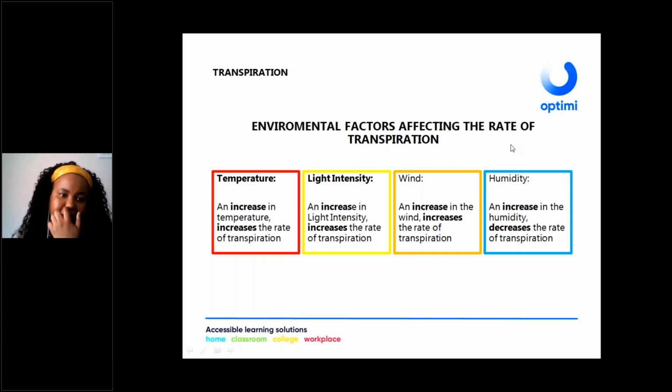Okay, and then we're going to be looking at temperature. Temperature is one of the factors that affect the rate of transpiration, but an increase in temperature increases the rate of transpiration, and a decrease in temperature decreases the rate of transpiration. Okay, how does that happen? So when your body tries to cool itself down, it will start releasing some sort of water vapor from your system. So that takes place in plants as well.